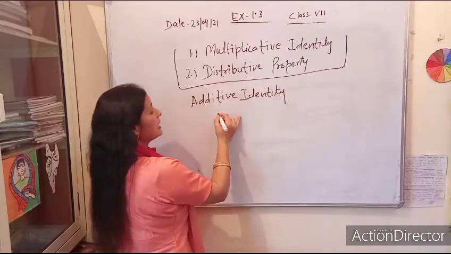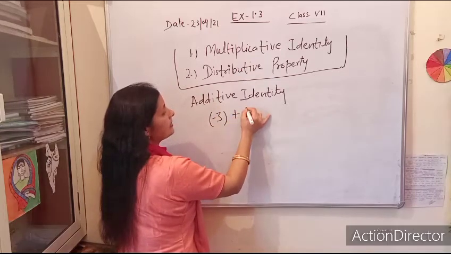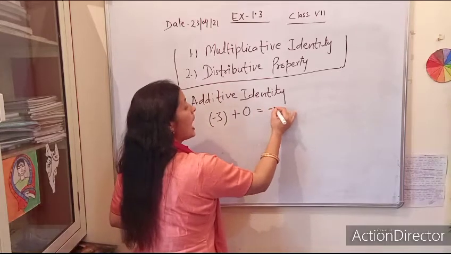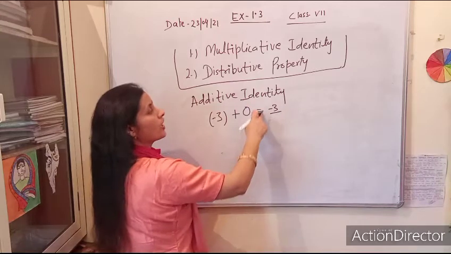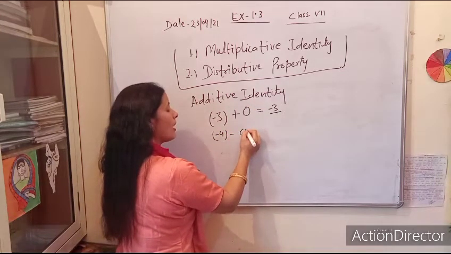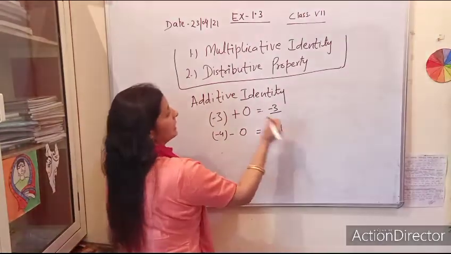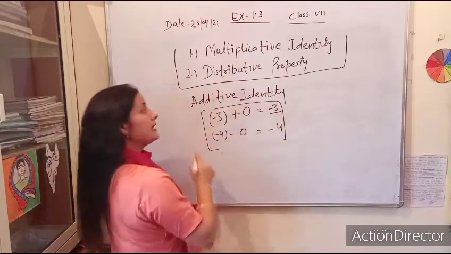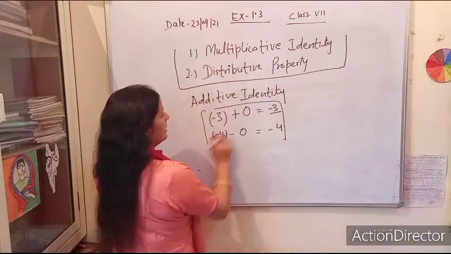Additive identity means if we add any integer with 0, the answer always remains that same integer. There is no change in the answer. Again, if we subtract 0 from any integer, our answer always remains the same. Okay? There is no change in the answer. This is additive identity. Now, what does multiplicative identity mean?